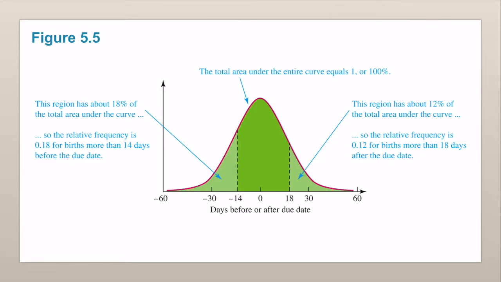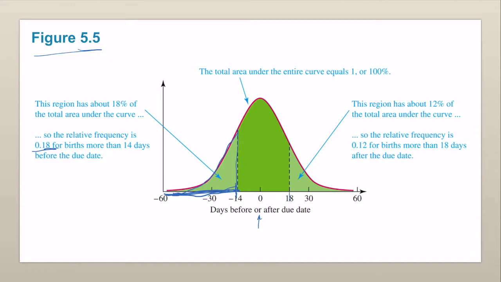So here is our bell curve for due dates. It's figure 5.5 in your text. The total area under our curve is 1 or 100%. We can use these regions to tell us more. For example, this region here has about 18% of the total area under the curve. So its relative frequency is 0.18 for births more than 14 days before the due date, because 0 is our due date. These are all the babies born 2 weeks before their due date, and that's about 0.18 or 18%.